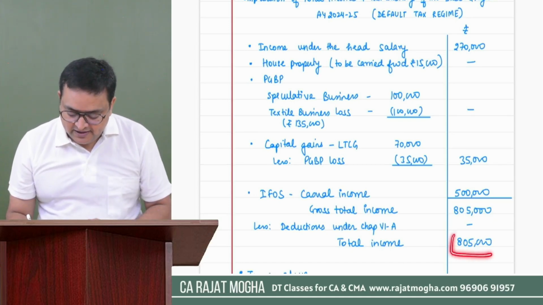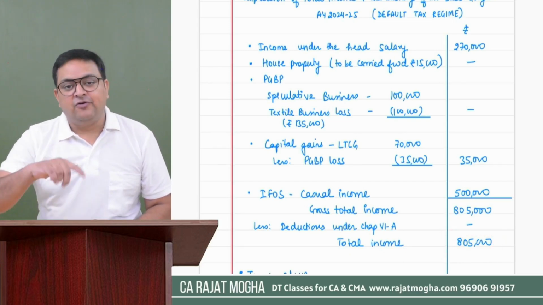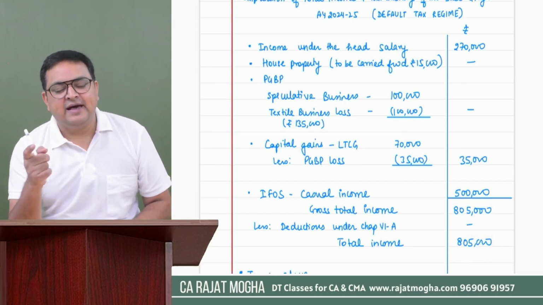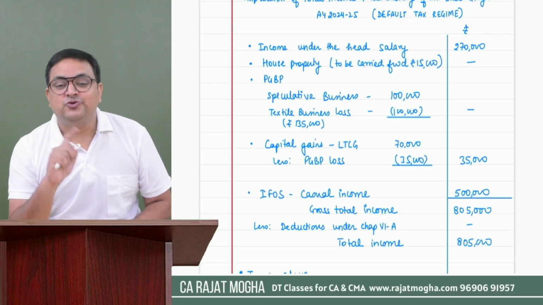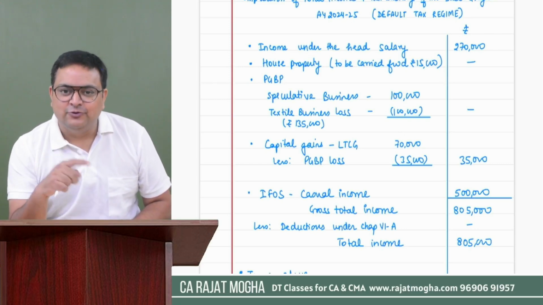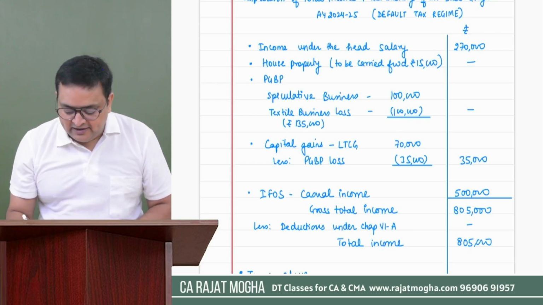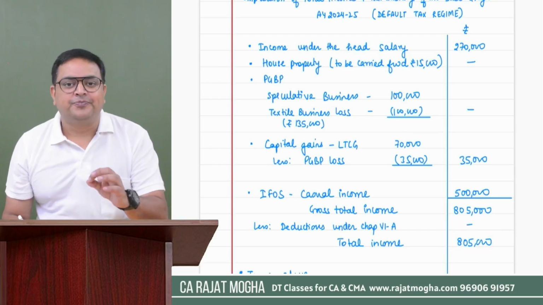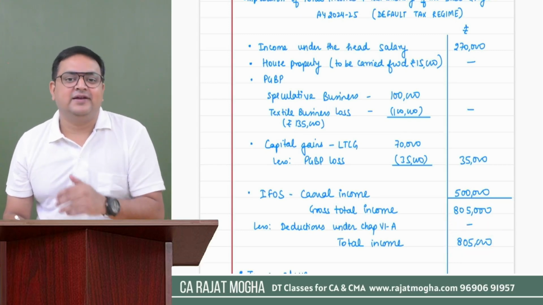Additional employee cost. So we now have a total income of 8,05,000. We are following the default tax regime, so should we apply the slab rates of 0 to 3 lakh, 3 to 6 lakh on this entire income? The answer is no. Why not? Because we have some special income also.